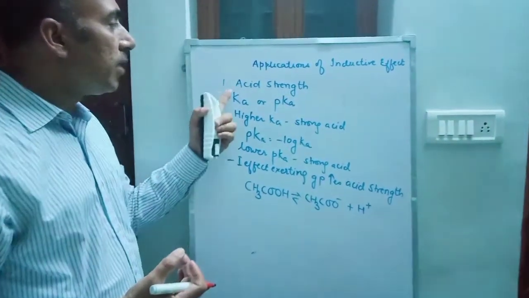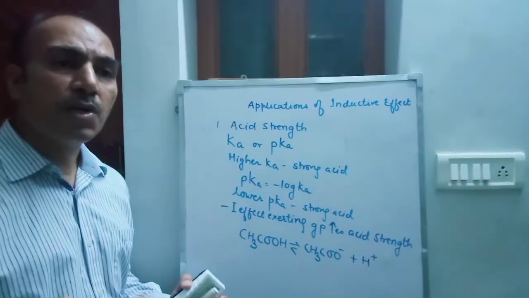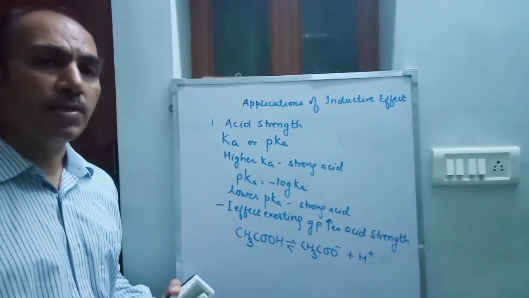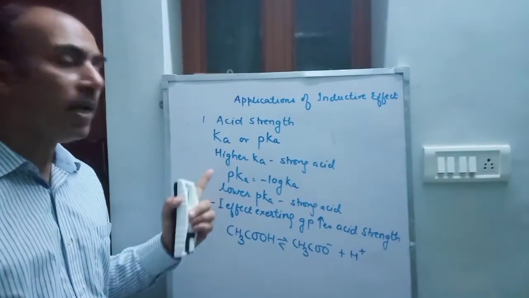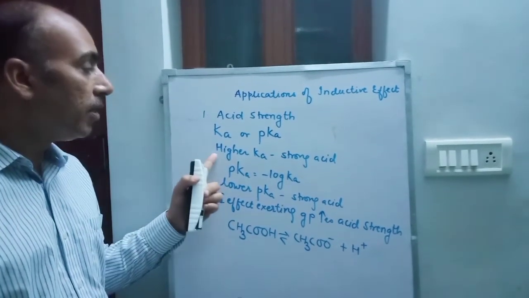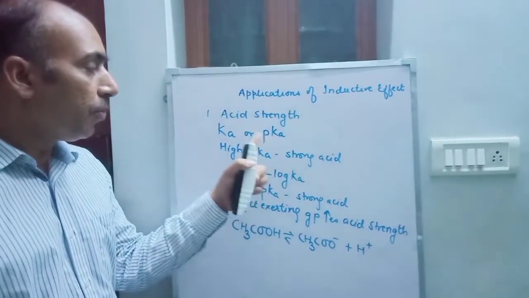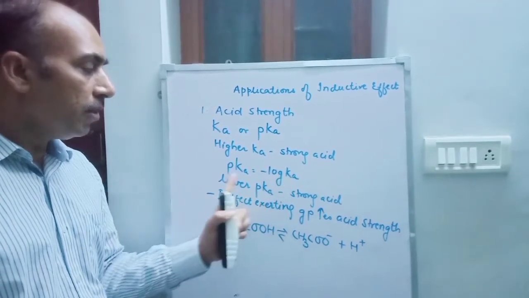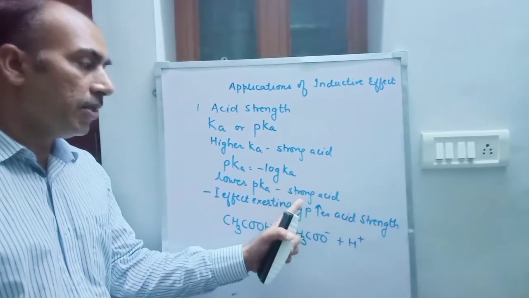Here, how do we decide the strength of the acid? Strength means the substance which gives more H plus ion, which readily gives H plus ion, is the stronger acid. How is it decided? It is decided by two physical parameters, Ka or pKa value. The higher the Ka value, the stronger is the acid. And with pKa, because it is the negative logarithm of Ka, the lower the pKa value, the stronger is the acid.